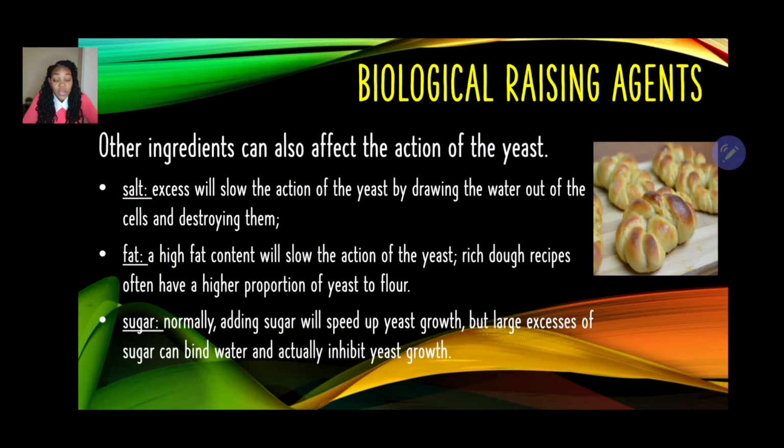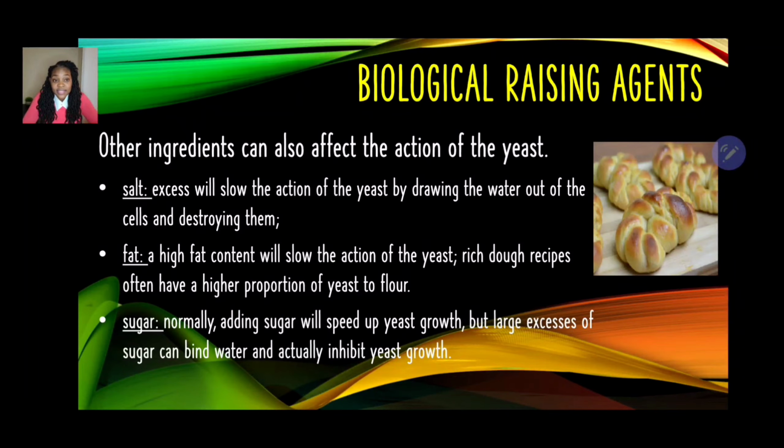Now, rich doughs are those yeast breads that have an adequate amount of fat and sugar. So we may say they are sweet yeast doughs, right? Now, we have to be very careful, because too much fat will slow the action of the yeast, and that is why we have to ensure that the proportion of yeast to flour is accurate, so the yeast will not be slowed.